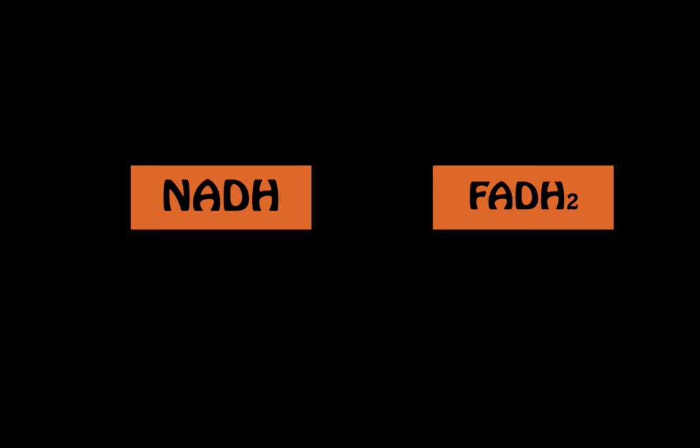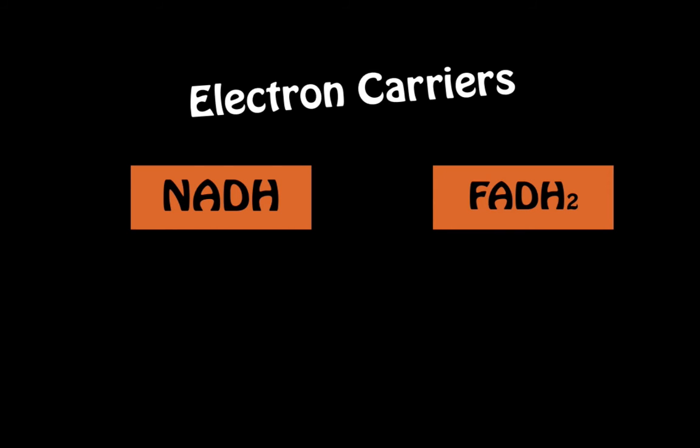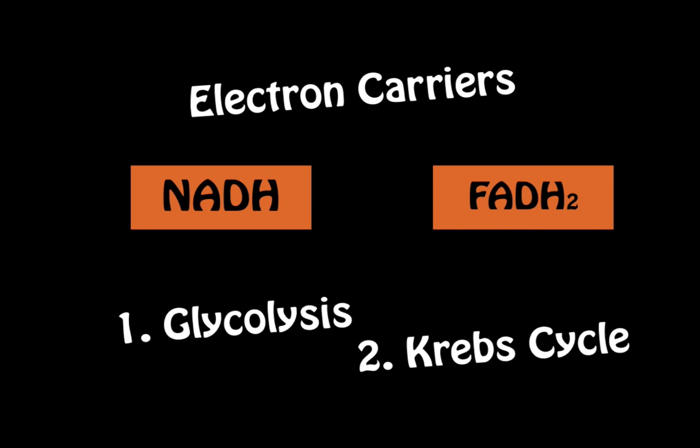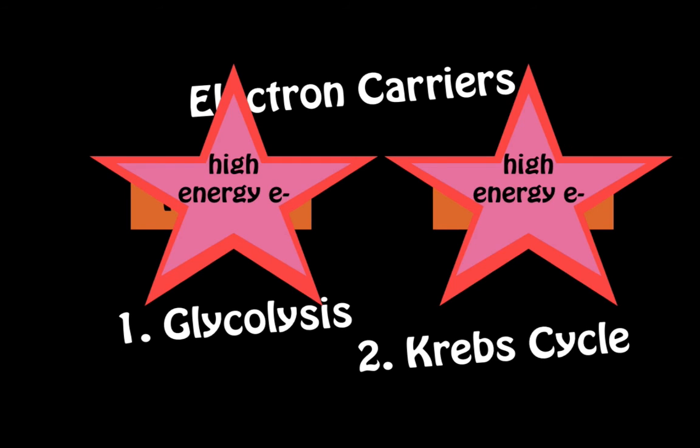All right, so let's take a closer look at NADH and FADH2. I mentioned before that they're high energy electron carriers, and these guys are coming from our Krebs cycle, and glycolysis actually, the two areas where these high energy electron carriers are coming from.